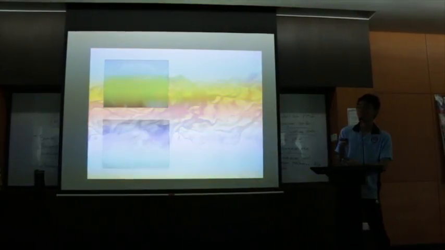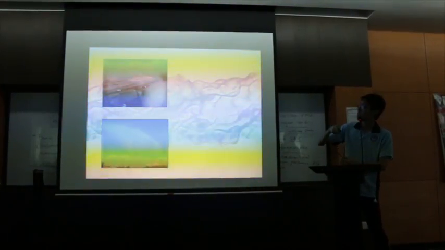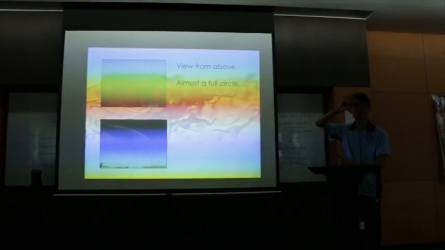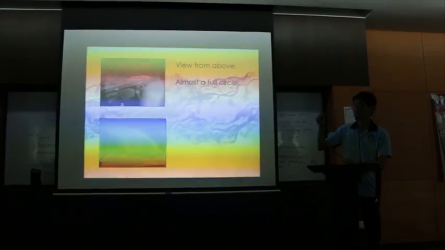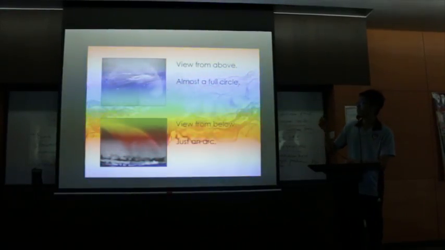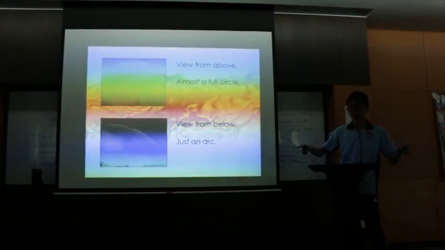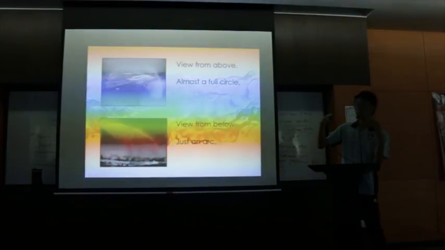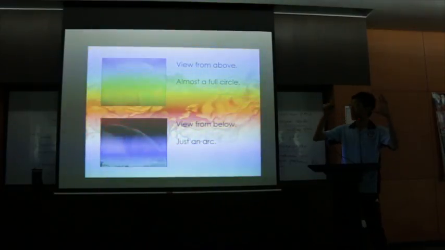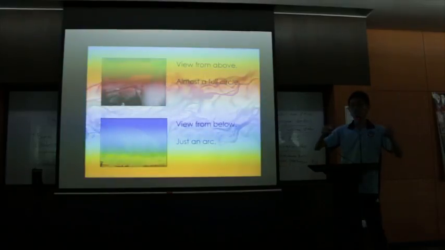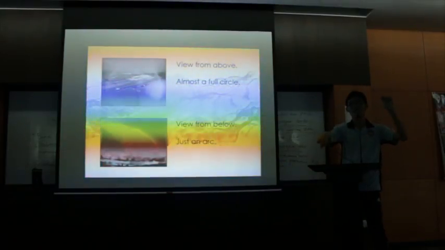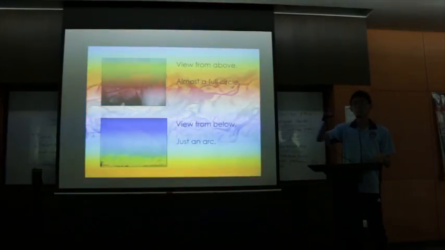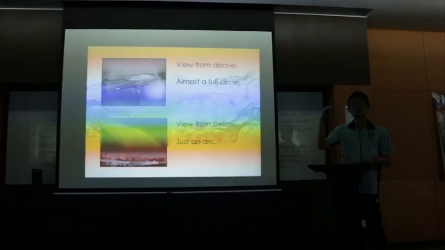Now this is an example. These are pictures of rainbows. The top pictures show a view when water is sprayed and then light shines across it. From above we can see that it forms almost a full circle, like part of a circle. It's because we can actually see most of it. From above we can look downwards, so we can see more of the rainbow. From below it's just an arc because the rest is not reflected into our eyes.